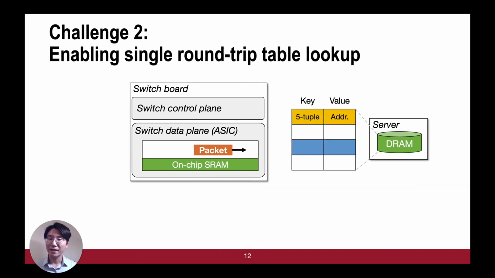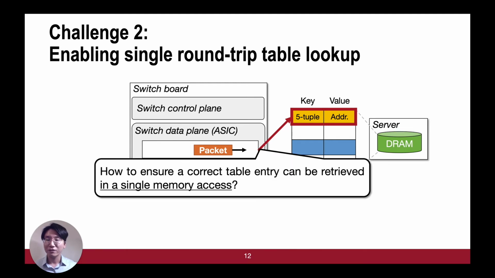Once the ASIC can access the external DRAM, the next step is to locate and access the correct table entry for a given key, such as the 5-tuple of a packet. However, as you'll see later, just using traditional hashing schemes designed for table lookups for SRAM in a switch could require multiple memory accesses, which can result in high and unpredictable latencies. So what we really need is to retrieve the correct table entry in a single memory access.